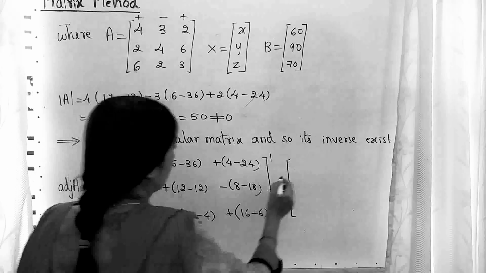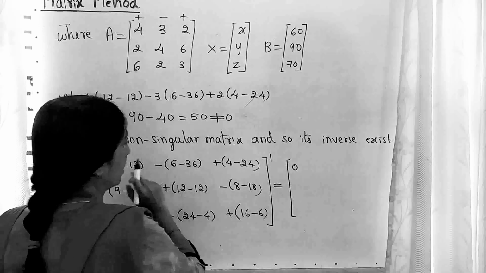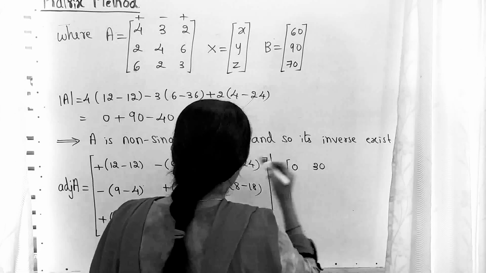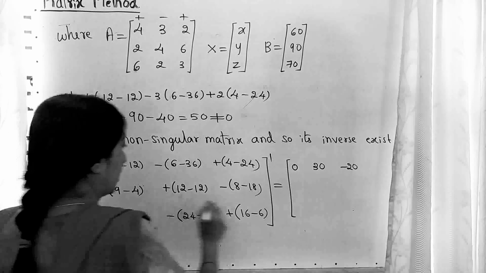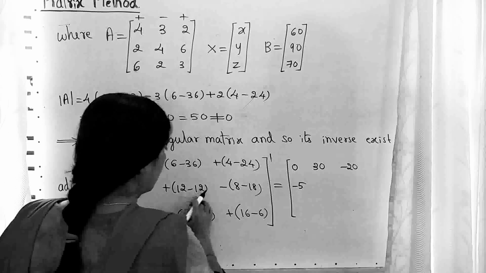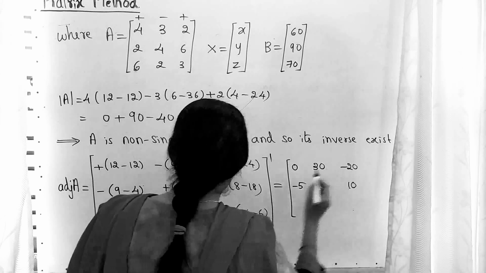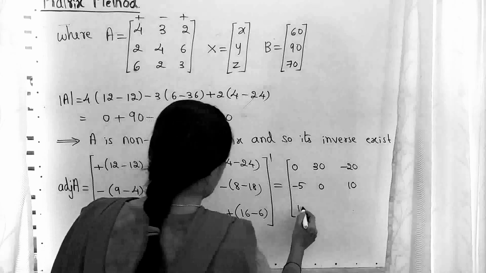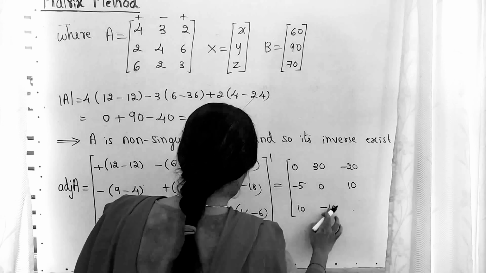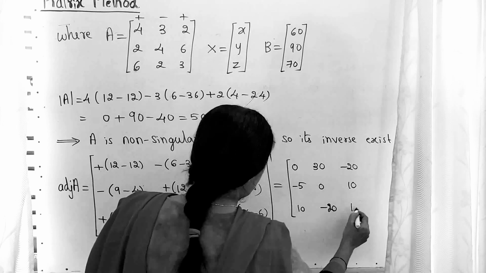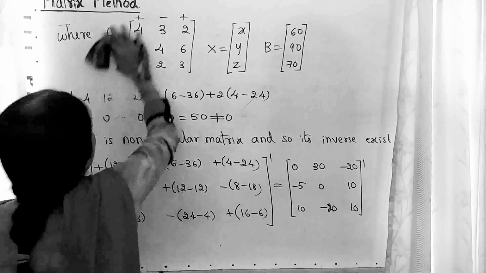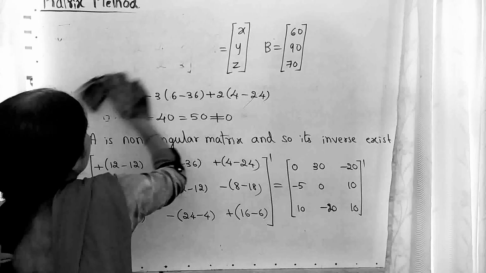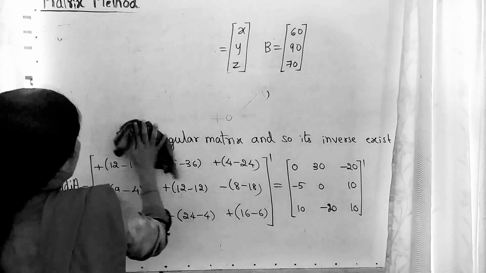12 minus 12 is 0. It is minus 30. Already outside minus is there, means plus, and it is minus 20. Next minus 5, 0. This is a 10. Next 10 minus 20, and it is 10. Its transpose we have to write.